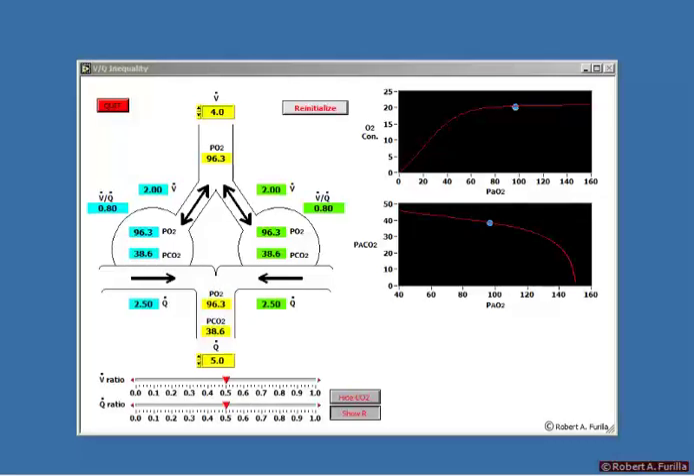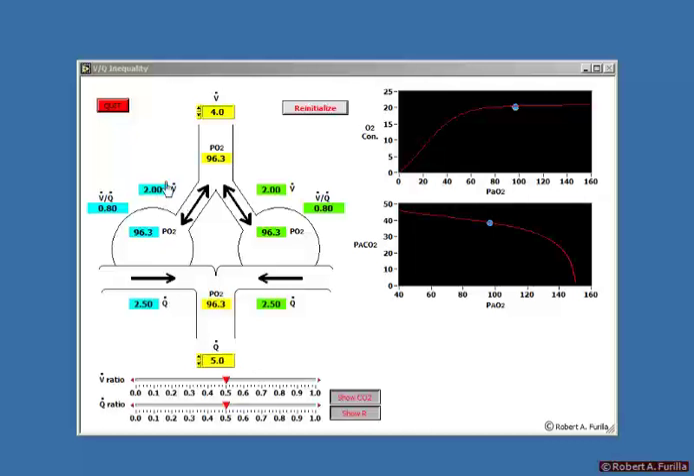This is a two-compartment model. Two alveoli for simplicity. The blue color here represents the right alveolus, and the green color represents the left alveolus. For simplicity, I am using only two alveoli. Very simple lung. We are now looking at an overall ventilation of 4 liters per minute and overall perfusion of 5 liters per minute. This produces a ventilation-perfusion ratio overall of 0.8.